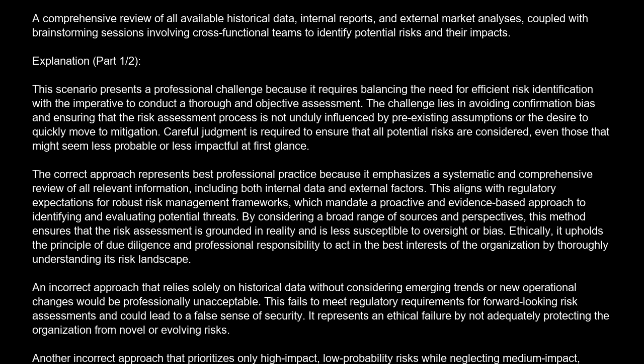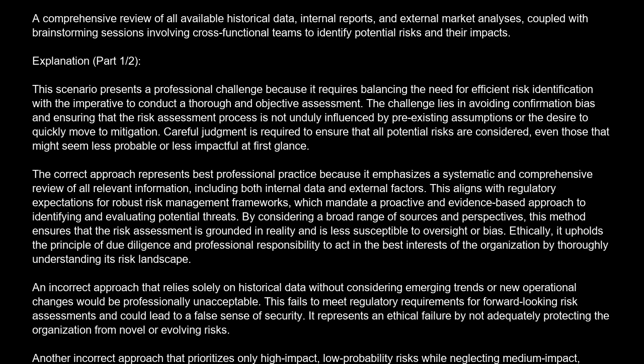Explanation. This scenario presents a professional challenge because it requires balancing the need for efficient risk identification with the imperative to conduct a thorough and objective assessment. The challenge lies in avoiding confirmation bias and ensuring that the risk assessment process is not unduly influenced by pre-existing assumptions or the desire to quickly move to mitigation. Careful judgment is required to ensure that all potential risks are considered, even those that might seem less probable or less impactful at first glance.